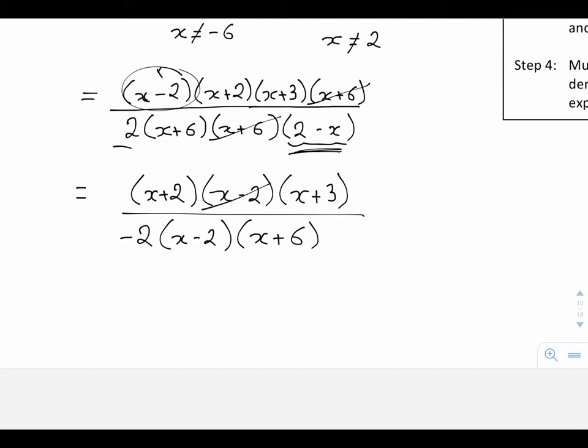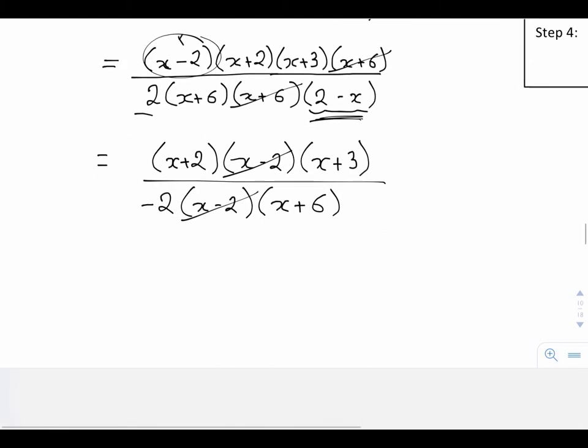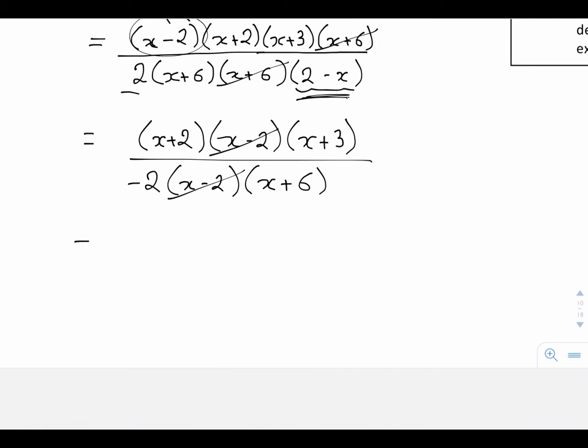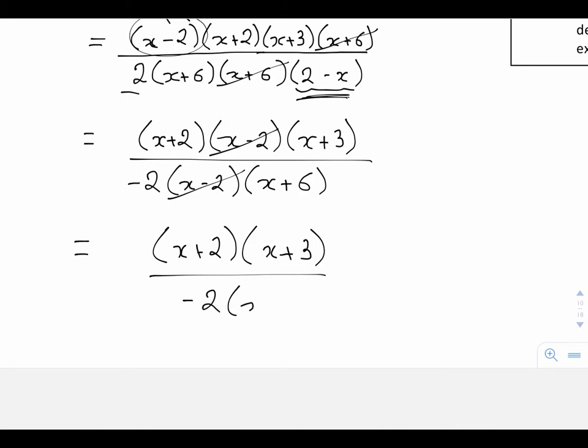And then you can see here that the x minus 2 and the x minus 2 cancel out, and you are left with x plus 2 and x plus 3, and that is all over negative 2 times x plus 6.